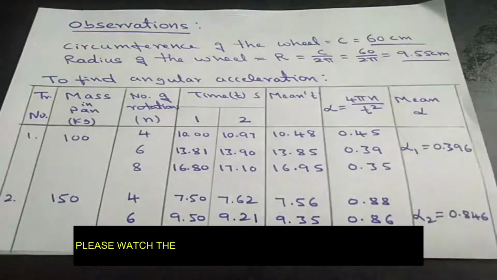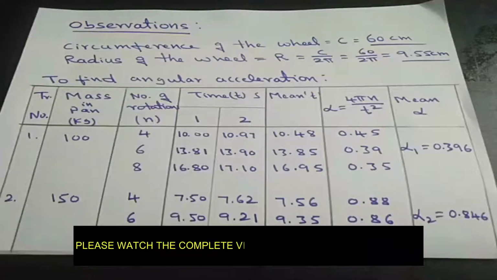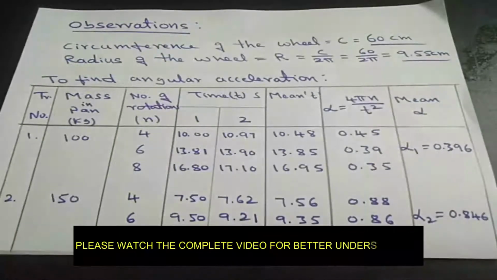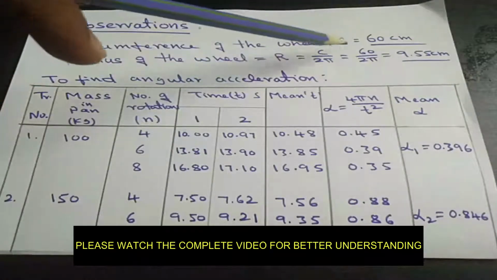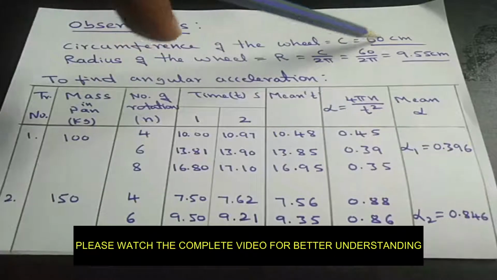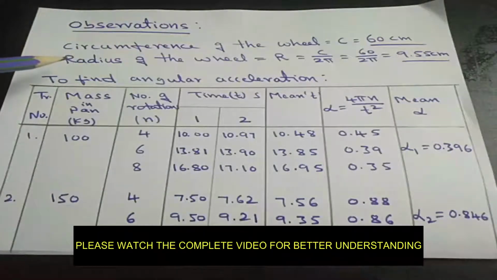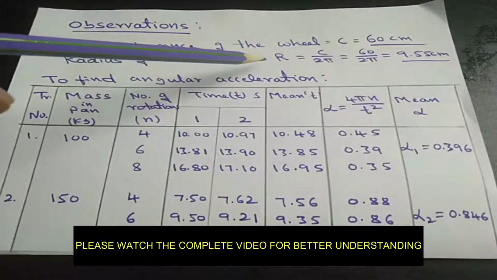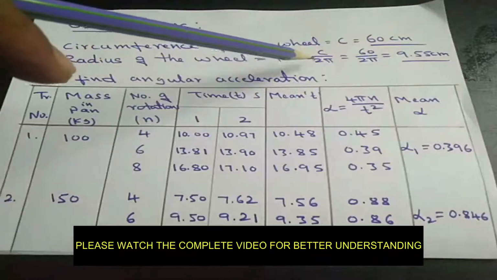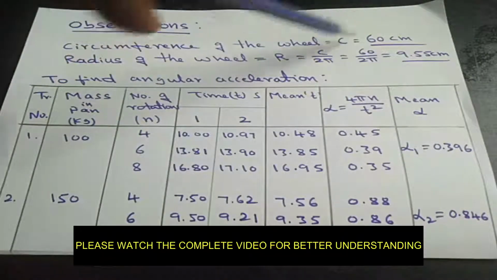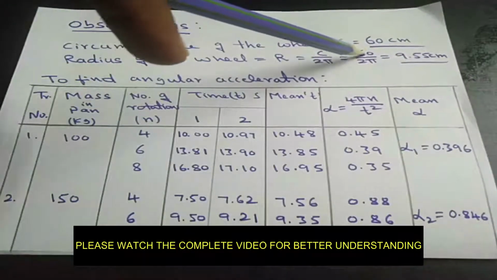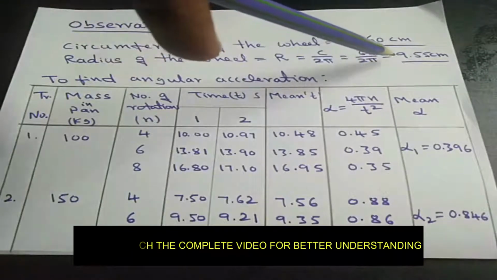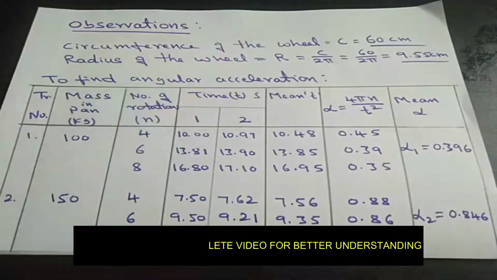Now look at this page. So we can see the observations of the flywheel experiment. In the flywheel experiment, we need to measure the circumference of the wheel. It is measured as C equal to 60 centimeter, and further the radius of the wheel is calculated as R equal to C by 2 pi. So C is 60 substituted here and divided by 2 pi will give you the value 9.55 centimeter as the radius of the wheel.